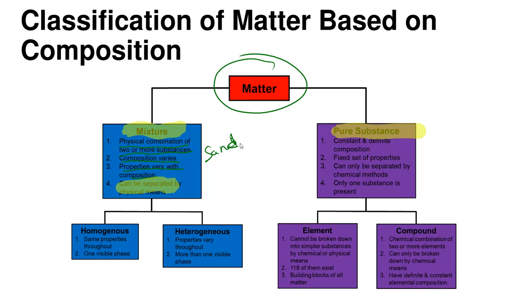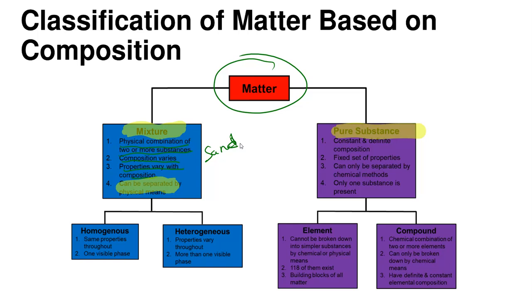So a mixture is further divided into two parts, a homogeneous and a heterogeneous mixture. But before we talk about that, let's pivot over to the other part. Remember I said matter is divided into two, the mixtures and pure substances. So let's talk about a pure substance.